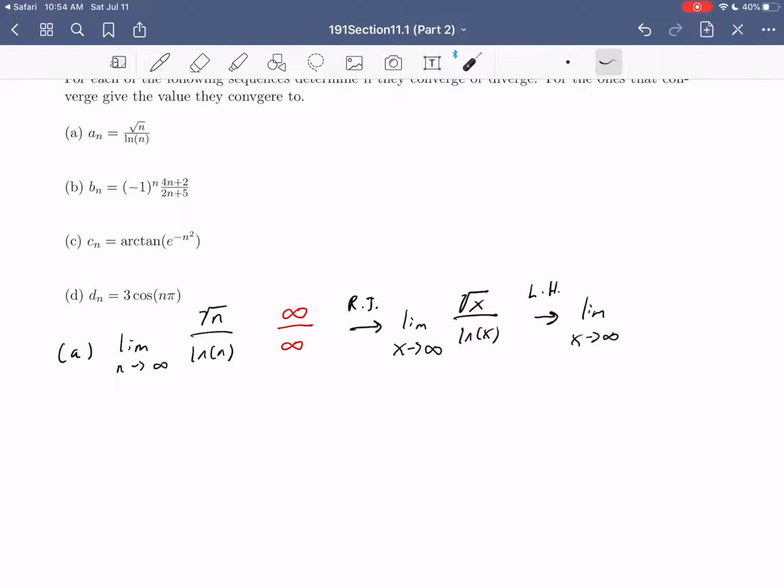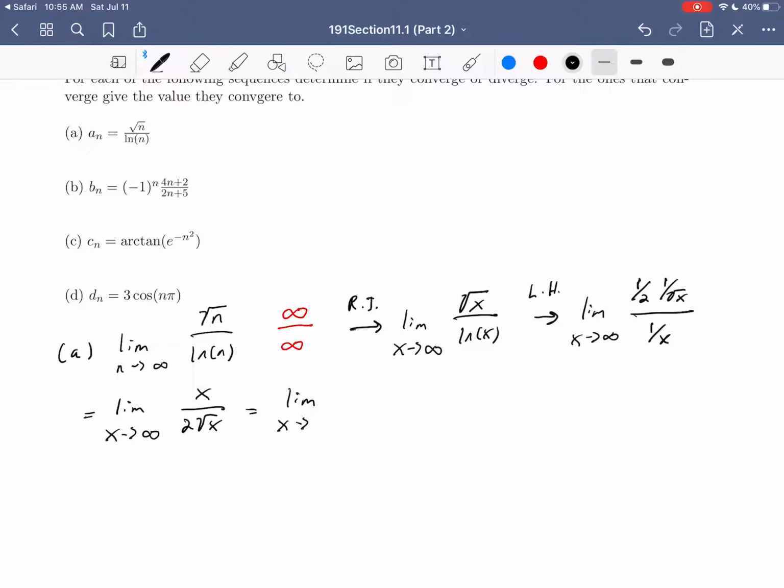The derivative of the top is going to be 1/2 times 1 over root x, treating that as x to the 1/2. And the derivative of ln x is 1 over x. This is a little bit messy, but remember, when you have complex fractions, denominators can shift. So this 2 in root x can move down here, and this x can move back up there. So now this is the limit as x goes to infinity of x over 2 root x, which, if we simplify, is the limit as x goes to infinity of root x over 2.